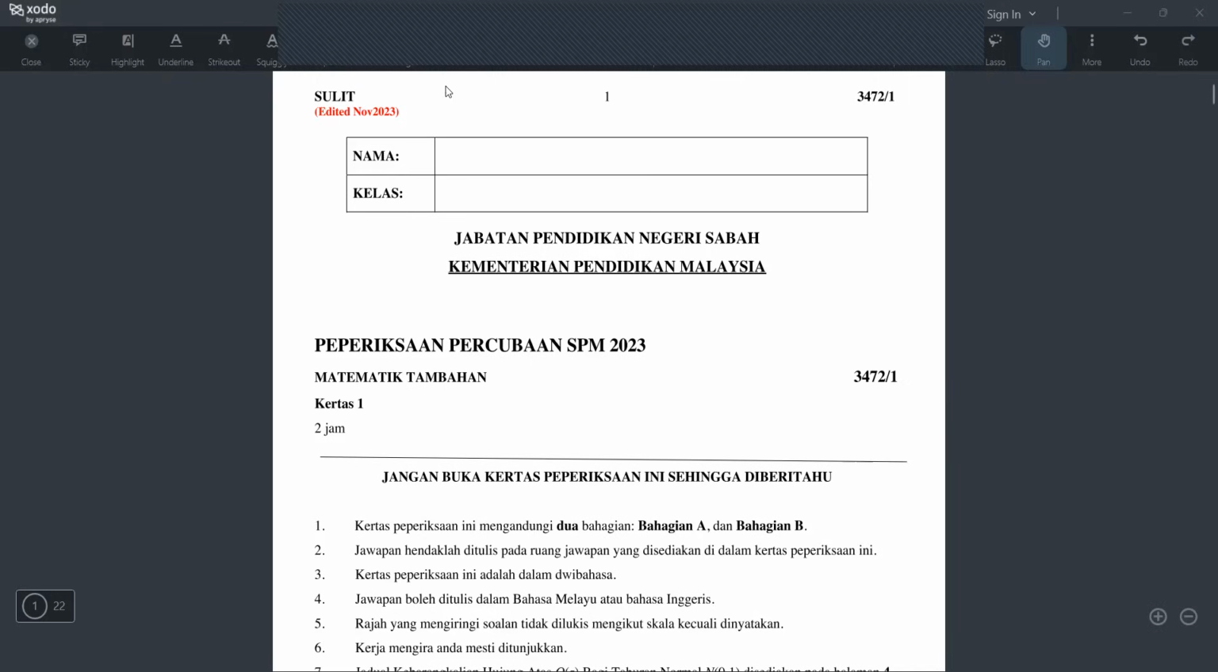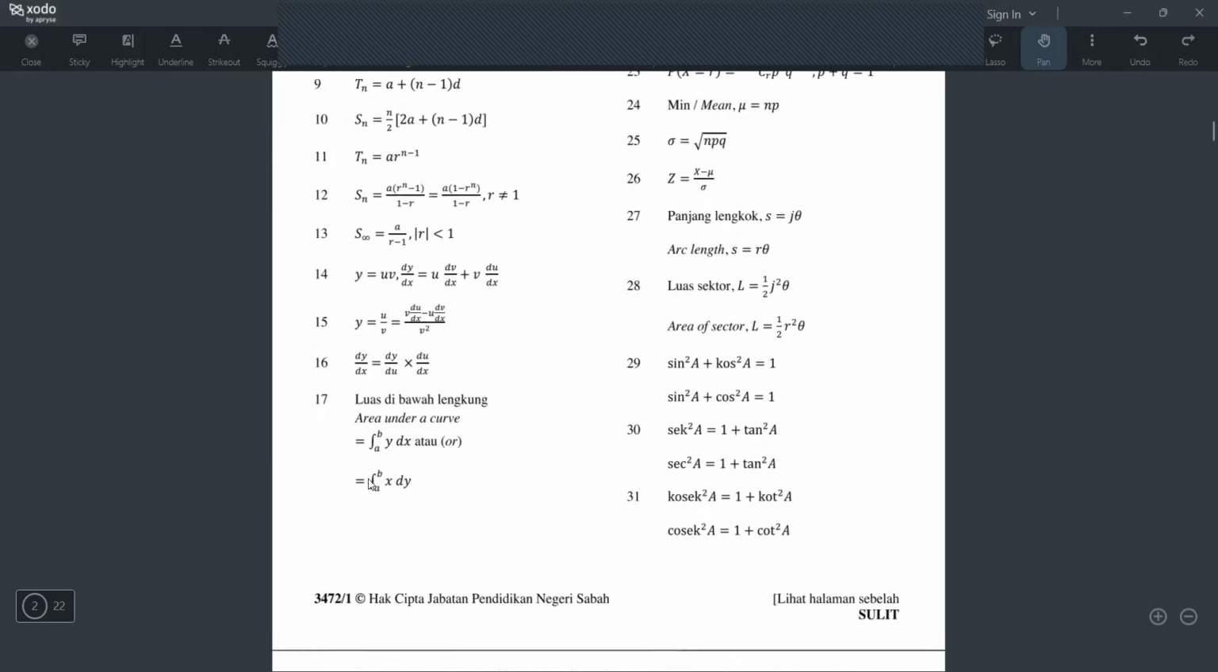This video I will do for the Addmaths trial paper, Matematik Tambahan. This is the Sabah paper, paper one for trial 2023. This will be my first Addmaths video. All the previous videos I made for trial 2023 are all mathematics. This is the first additional mathematics paper I do, and I chose this Sabah state paper. So let's start with question one.